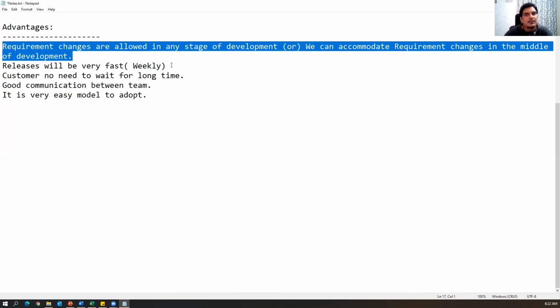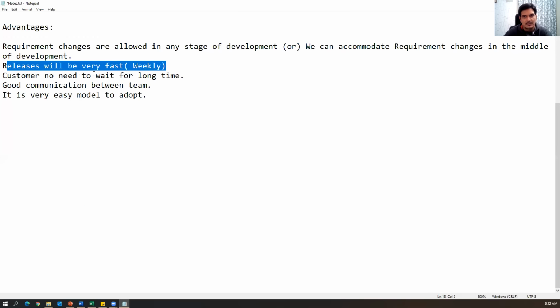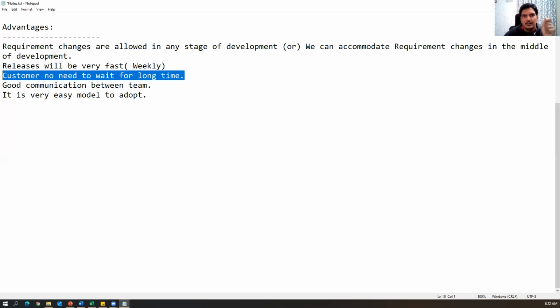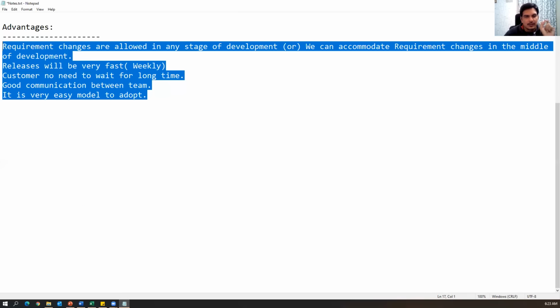And releases will be much faster, so the customer does not need to wait for a long time. Every week, or every 2 or 3 weeks, we will release a new piece of software to the customer. There is also good communication between the team, and it is a very easy model to adopt in our company. Nowadays most of the companies are following the agile process. Okay, so these are the advantages, but what is the disadvantage?